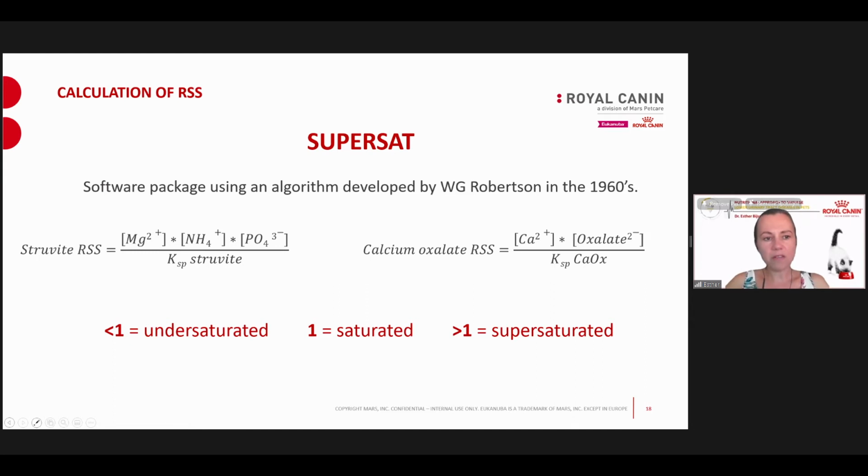And a value under 1 for this calculation means that the urine is undersaturated. If it is 1 exactly, it's saturated. So you have your sweetened iced tea, and over 1, it's supersaturated. So you have your can of Coke and the carbon dioxide.